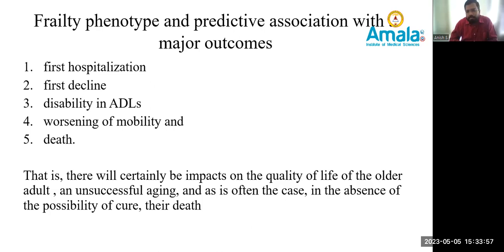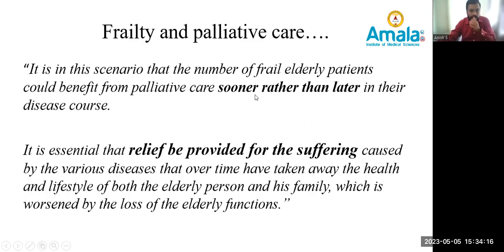That is, there will certainly be impacts on the quality of life when frailty sets in in older adults. This results in an unsuccessful aging. And as is often the case, in the absence of possibility of cure, the outcome is death. So frailty is the one that results in a decline in the functional status of the patient. Now, frailty and palliative care. It is in this scenario that frail older adults could benefit from palliative care sooner rather than later in their disease course. Palliative care is not something that has to be given at the end of life, but it has to be started at the beginning of frailty.